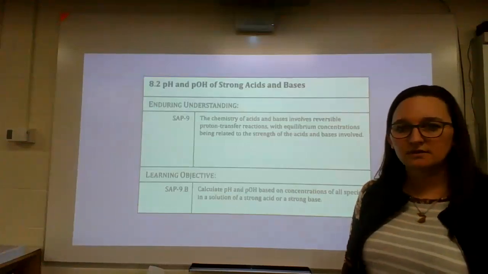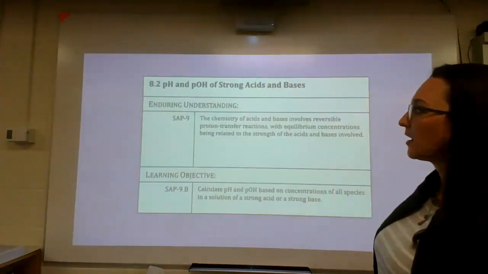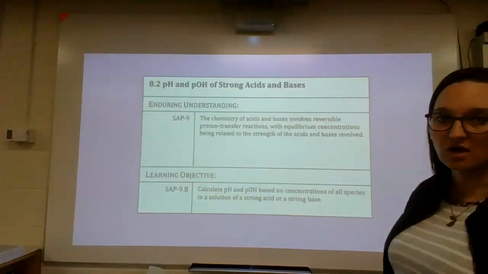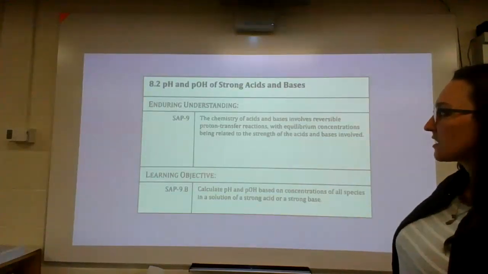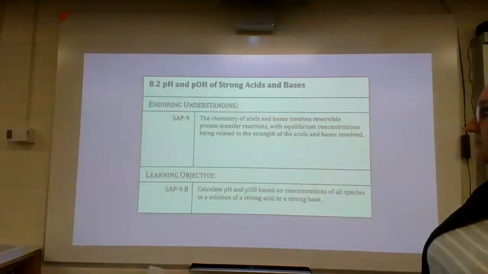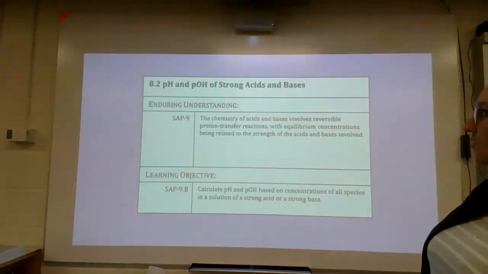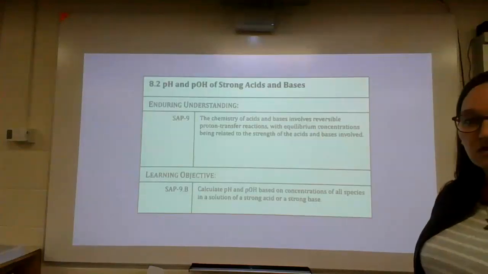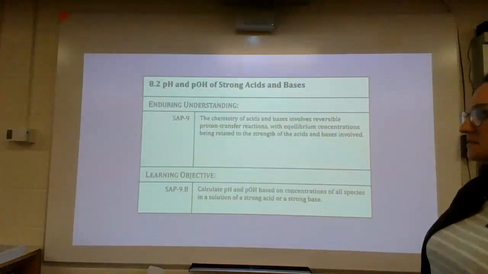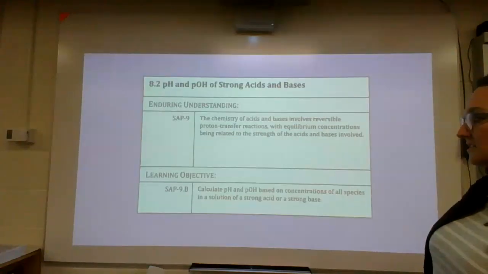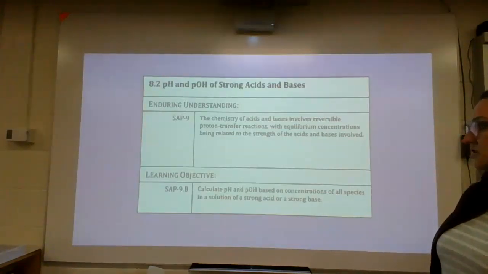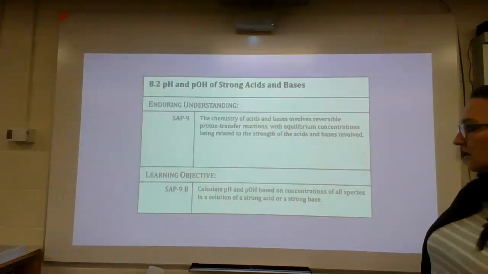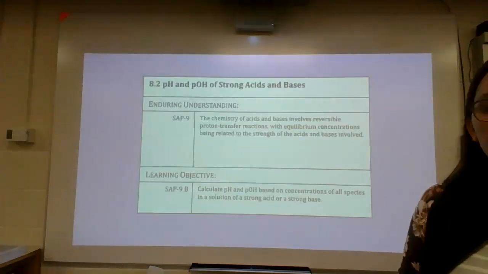AP Chemistry students, this is your lesson 8.2 about pH and pOH of strong acids and bases. We are working towards an enduring understanding that the chemistry of acids and bases involves reversible proton transfer reactions with equilibrium concentrations being related to the strength of the acids and bases involved. In this lesson, we will learn to calculate the pH and pOH based on the concentrations of all species in a solution of a strong acid or a strong base.